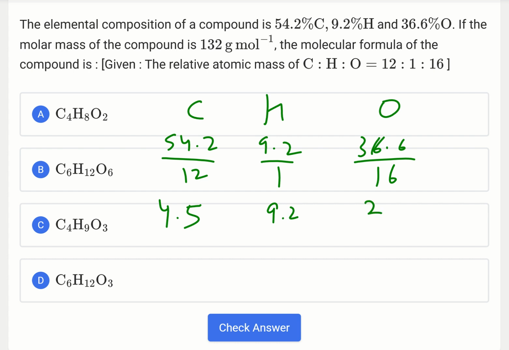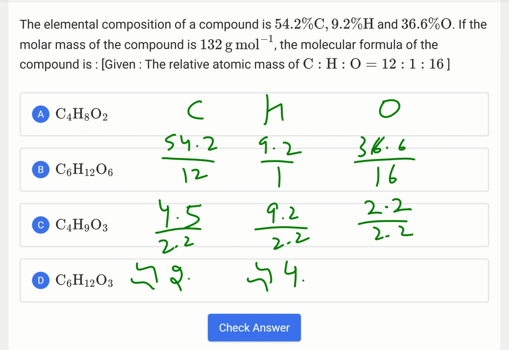16 twos are 32. Then it's done. So 4.5 divided by 2.2 will become approximately 2 point something. I am taking the approximation 2. Here it will be approximately 4 point something, 4.4 or 4.3 something. It will be 1. So if I round off all these values, it will become C2H4O1.